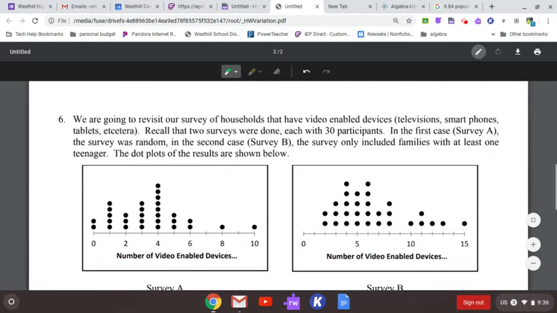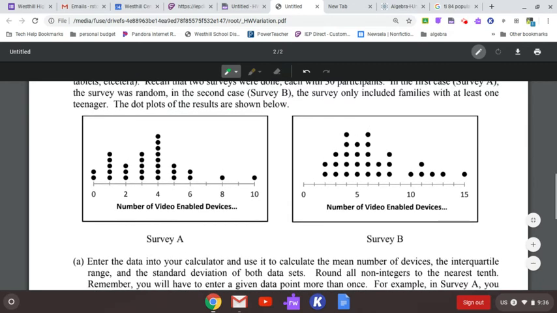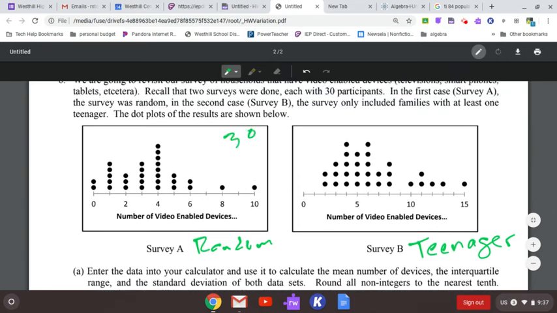Now we get into number 6, which gives us 2 different surveys of the number of video enabled devices in a house. Survey A is just a random one, and survey B has at least one teenager in the house. Just at first glance, you can see that survey B, the house that has a teenager, has a higher number of devices. The thing to remember is each one did 30 houses, so there should be 30 dots total. That's important because when you do your 5 number summary, they'll show n, your number of samples. That's a good way to check that you entered all of them. So for these, your n's should be 30.